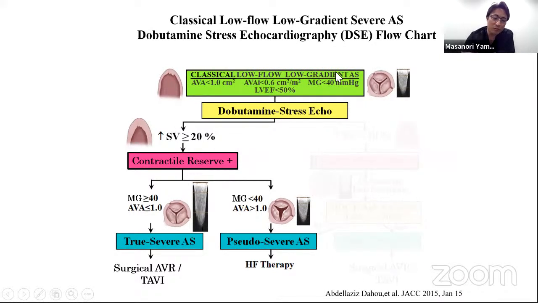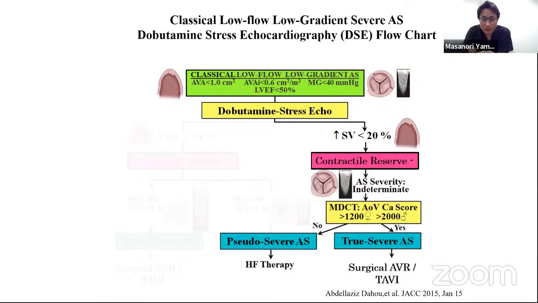After the dobutamine stress echo, if the stroke volume increases more than 20%, it means contractile reserve is positive. And if the echocardiography shows the mean pressure gradient more than 40, it's clearly diagnosed as true severe aortic stenosis. In contrast, if the mean pressure gradient is less than 40, this patient is categorized as pseudo AS. So if the patient is diagnosed as true AS, invasive treatment is generally recommended, for example, surgical AVR or TAVR. And if the patient is not severe AS, medical therapy is recommended.